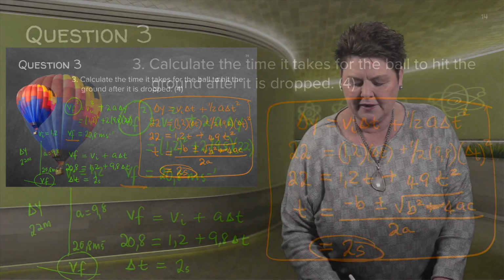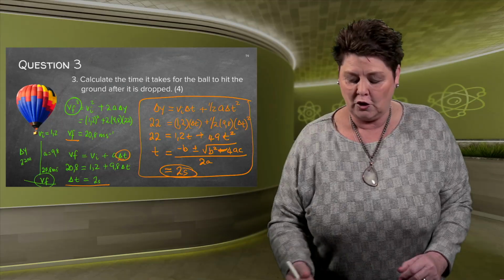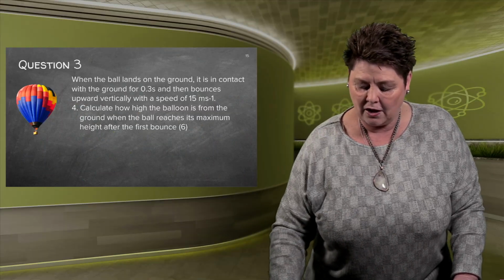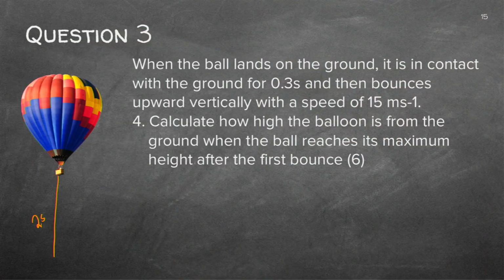You can find the final velocity. You then have only the time that's not completed, and then you'll find the same answer. So you do your math, you do your physics the way that you've got your ability. So what we know now is that it took the ball 2 seconds to drop to the ground. They said to me it's on the ground for 0.3 seconds. They now want to know how high the balloon is at the time that this ball is at its maximum height there.